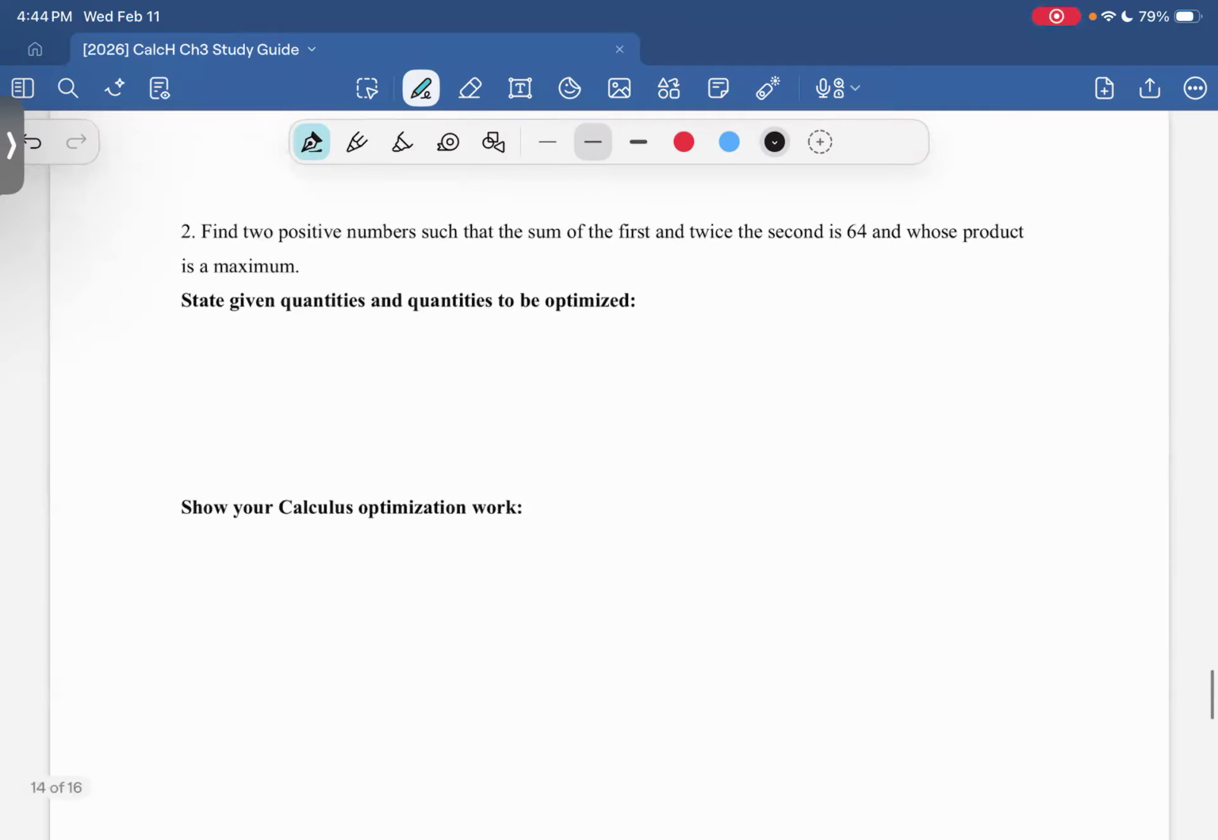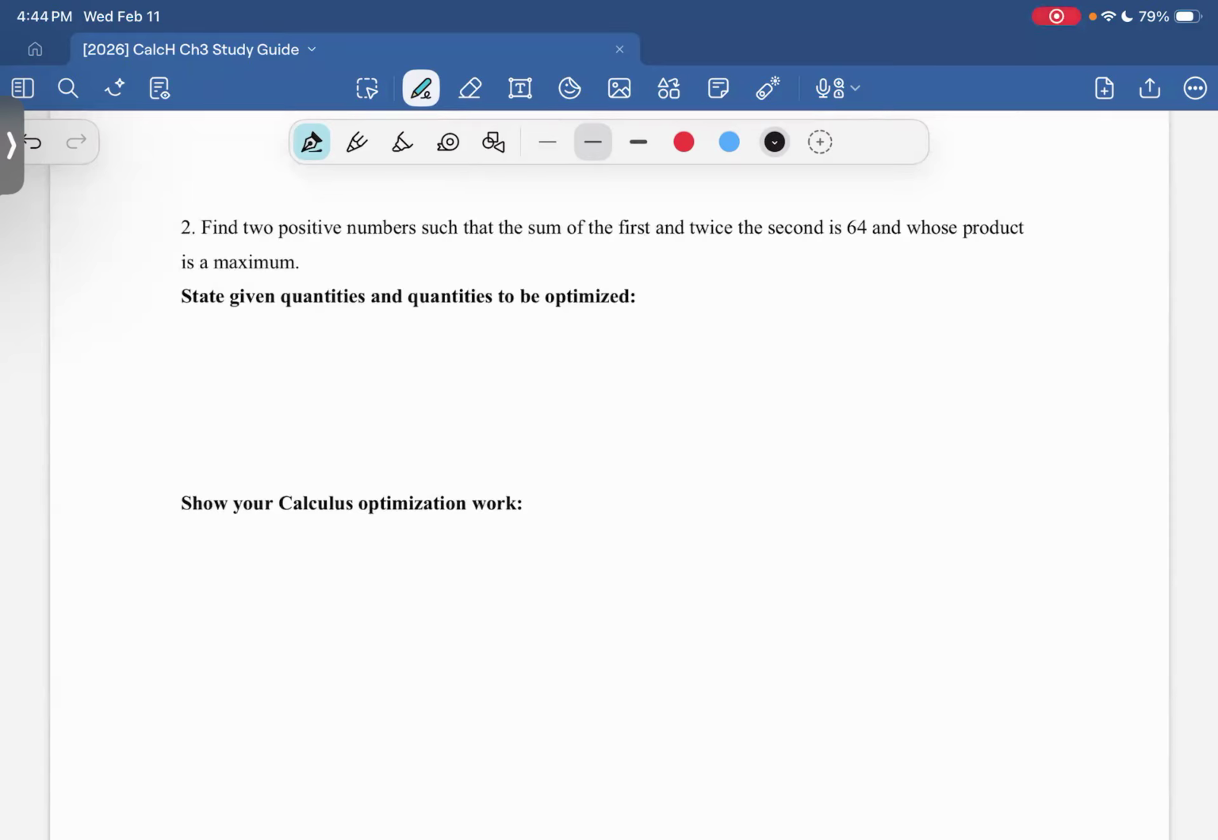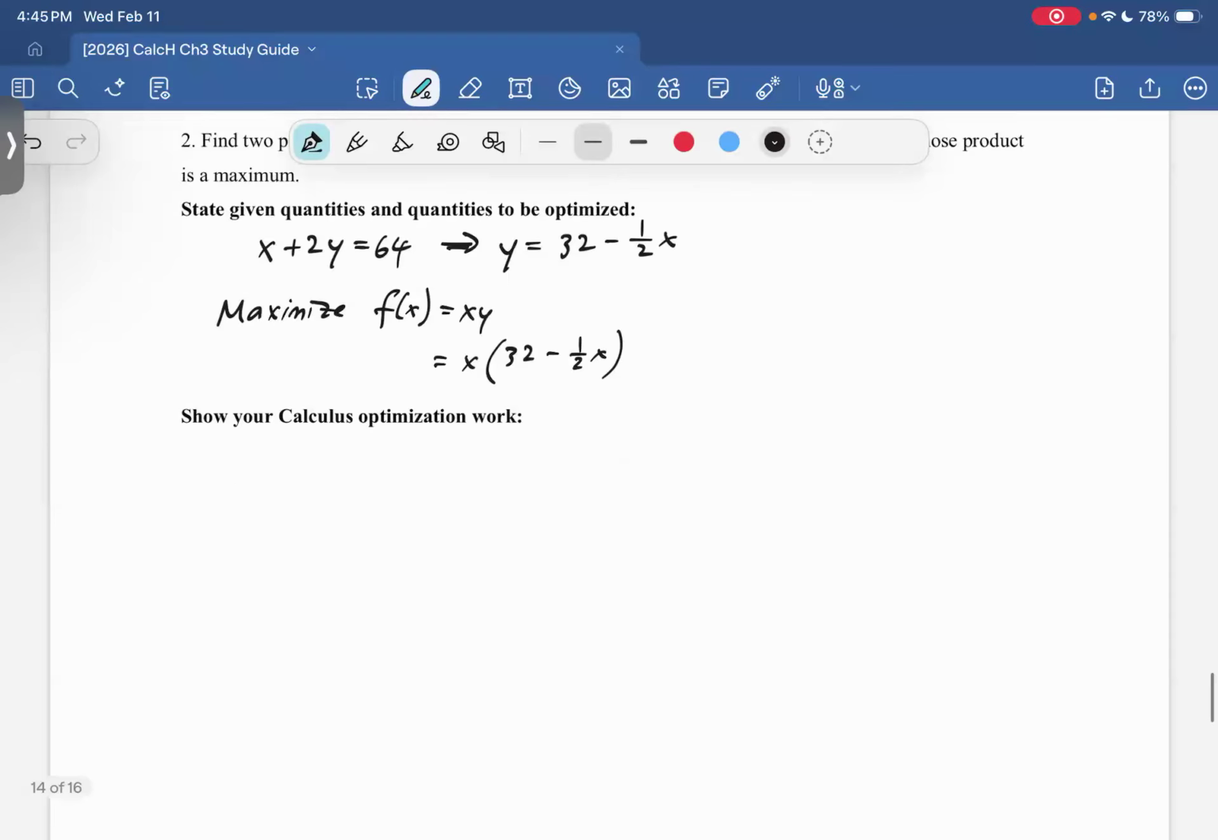All right, question 2. Find two positive numbers such that the sum of the first, call it x, and twice the second is 64. We're trying to maximize the product, f of x equals xy. So let's write y in terms of x, as usual. So y will equal 32 minus 1/2 x if you solve that out, which means that f of x is equal to x times 32 minus 1/2 x, which is also equal to 32x minus 1/2 x squared.